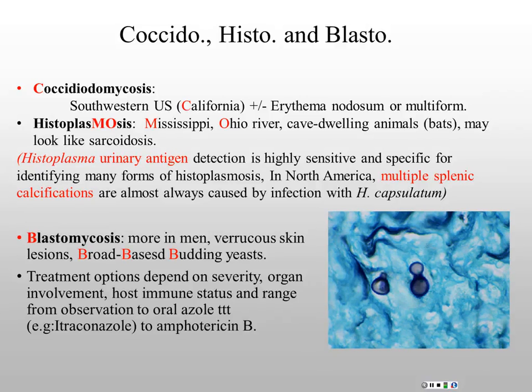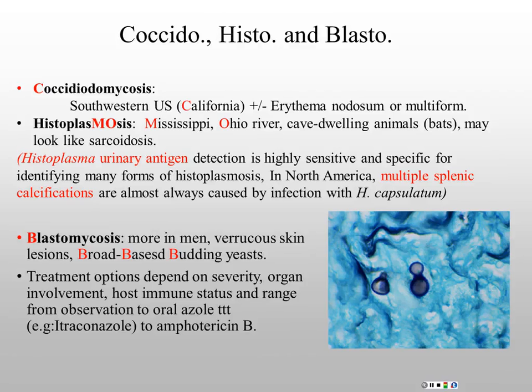Also, when you look at the CAT scan, you can go with the imaging to the lower sections, which usually include the liver and spleen. If you find multiple splenic calcifications, that can be a hint about exposure to Histoplasma as well. Blasto, this is a picture for blasto. You have to remember with the B, broad-based budding yeast, and you may have a skin lesion.